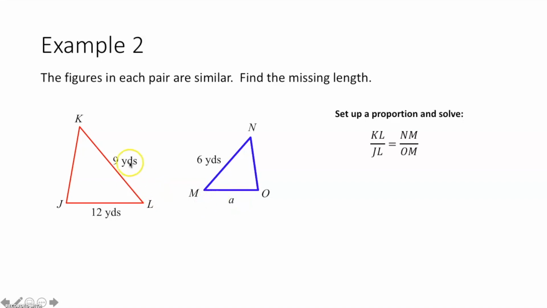Now that we do that, we can plug in the given values. 9 is going to go in for KL, 12 is going to go in for JL, 6 is going to go in for NM, and A is going to go in for OM. Now, I have a proportion. In order to solve a proportion, you use the cross product property. So we're going to multiply across. 9 times A is equal to 6 times 12, and you end up getting 9A is equal to 72. Now all I have to do is solve this. So in order to solve, we need to get all the variables on the left. Constants need to go to the right, so this 9 has to go over here. How do I do that? Since it's 9 times A, I do the opposite, the inverse. I divide by 9 on both sides. These cancel out. I'm left with A is equal to 8 yards. Make sure your answer has units on it.